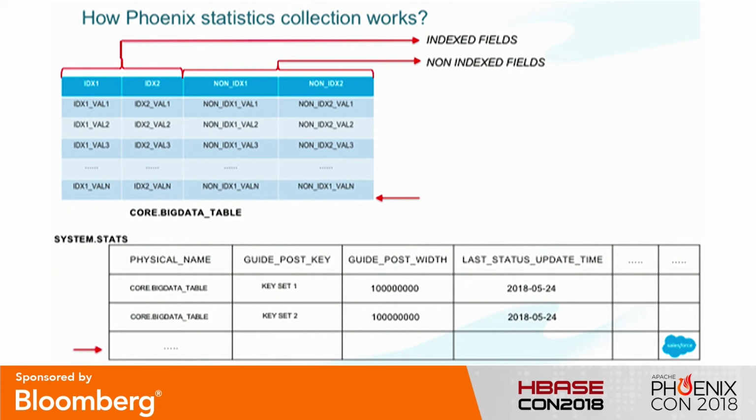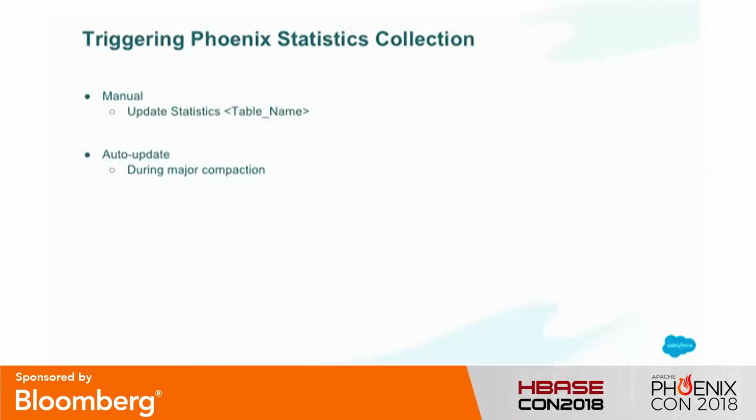Now, what are the various ways by which we can trigger stats collection on the server side? There are two ways by which the Phoenix stats collection can be triggered. One is the manual way, where you explicitly give the command update stats for a given table, and it will update the stats for that particular HBase table. Another way is during major compaction. During major compaction, the Phoenix coprocessor goes and updates the stats for all the regions.